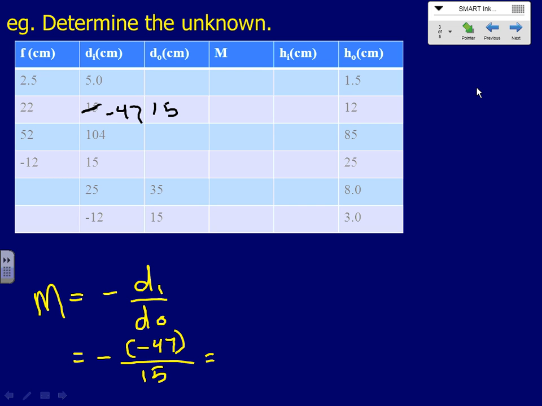3.4. 3.14. Don't mind the fact that that's pi. That has nothing to do with anything. Jeez. Talk about confusing the world. Right. It's not pi. Thank you.